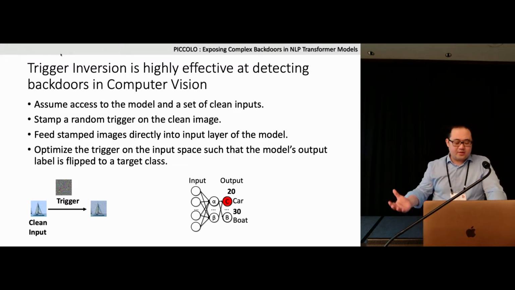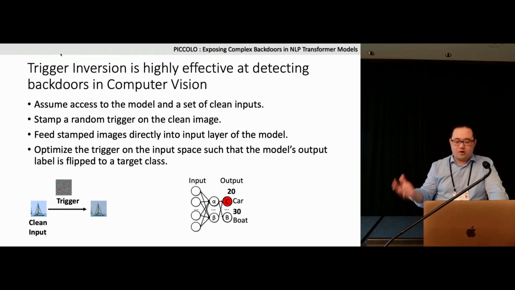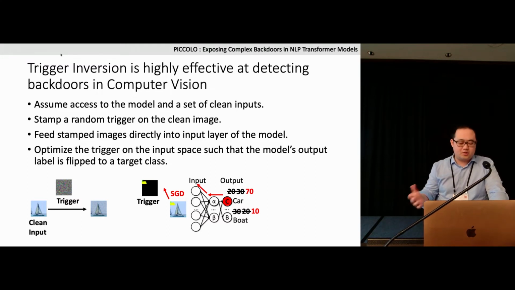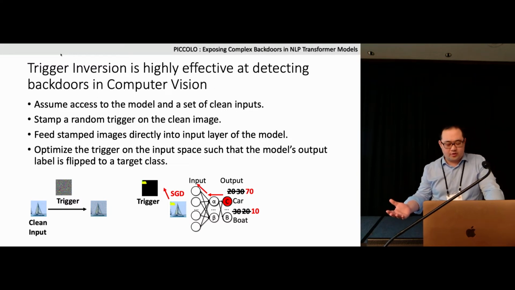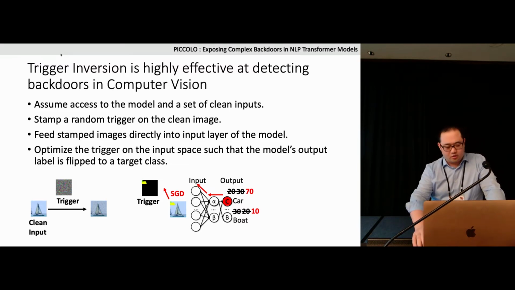Note that in this case, a bird image is flipped to the target class car. Because the model is differentiable from the input to the output, we can simply do gradient descent on the input and invert the trigger that flips the labels. If a trigger can flip most of the clean inputs, the trigger inversion considers the model Trojaned. Note that in computer vision, the model is differentiable from the input to the output.